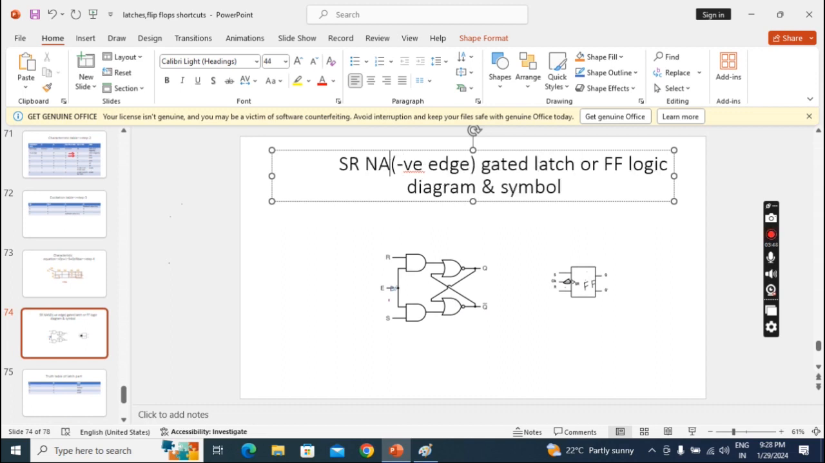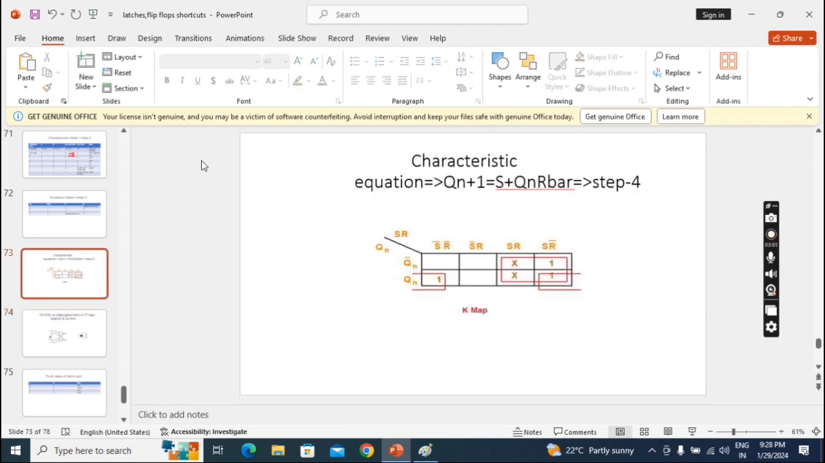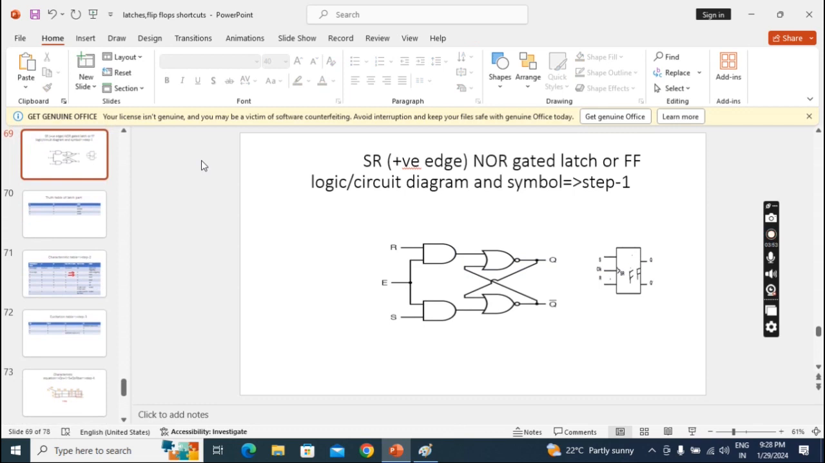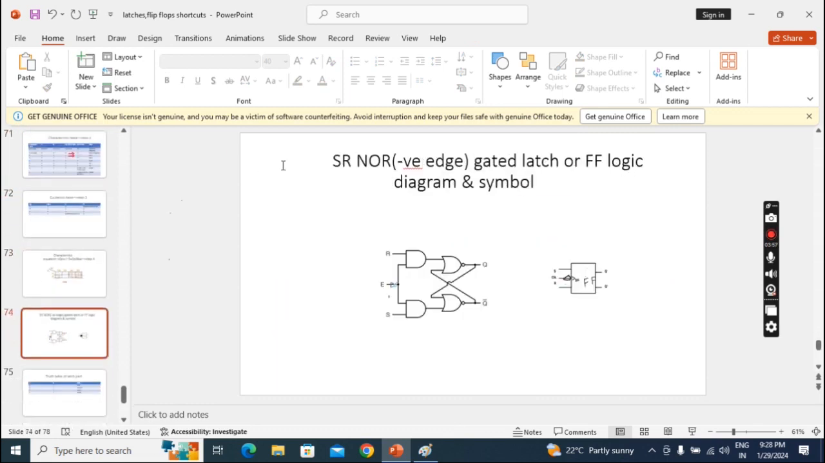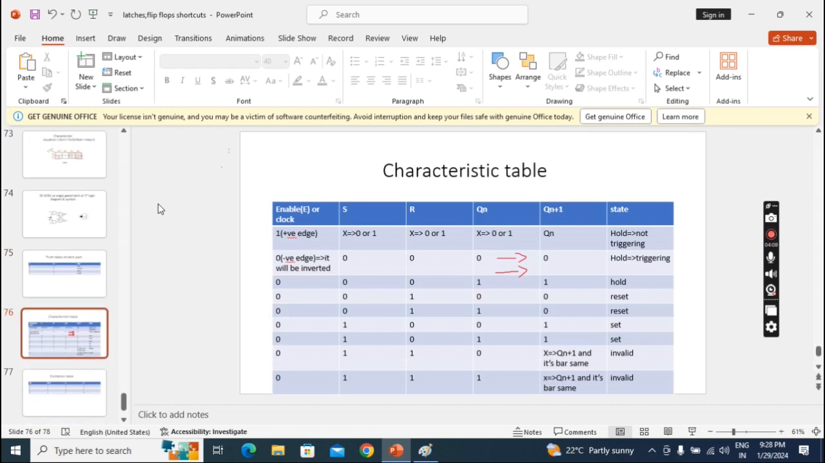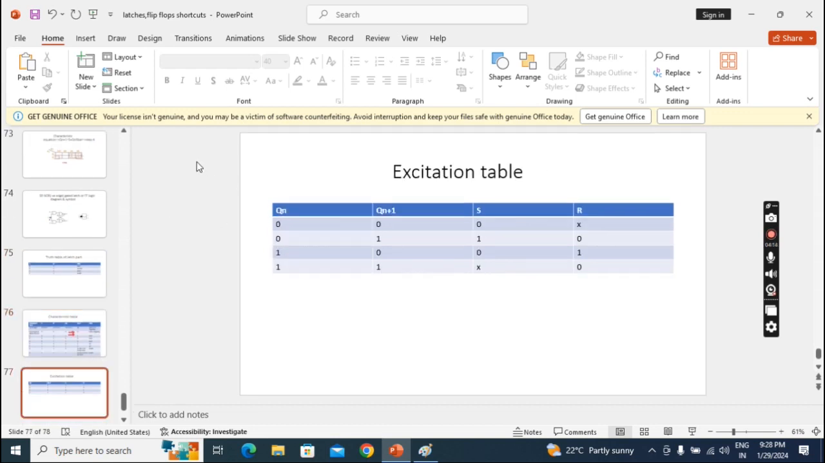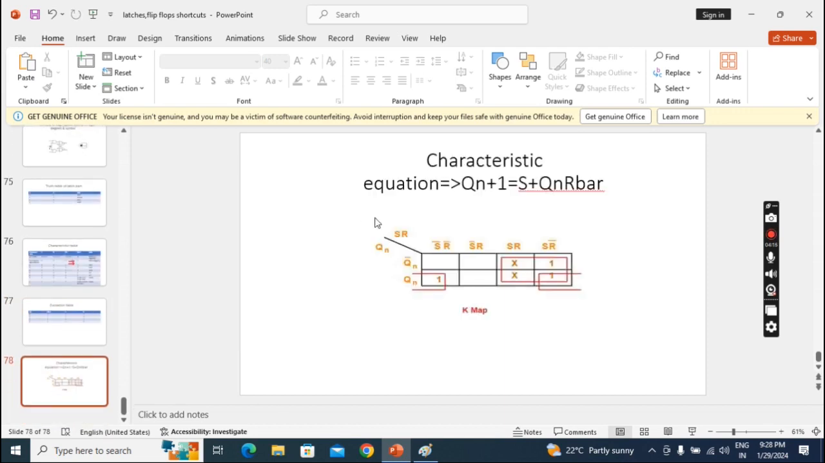Now negative edge with NOR. We'll check the previous once also. So negative edge with NOR. Here a circle will come and here an inverter will come. The latch part will be the same as the negative NAND. Remaining everything is the same. Okay, completed.